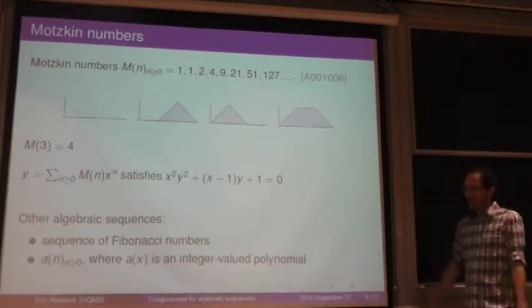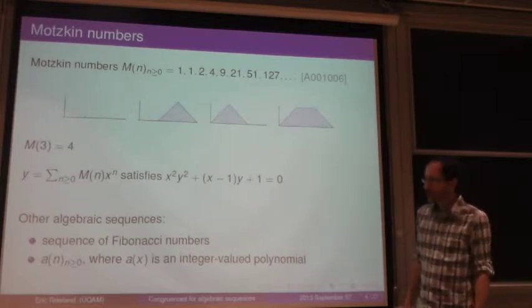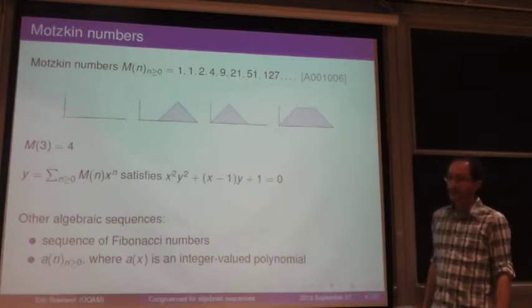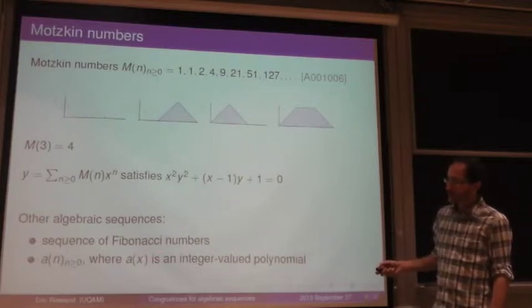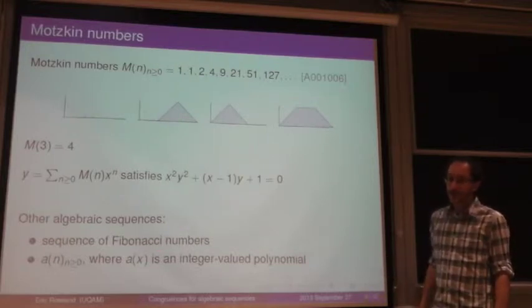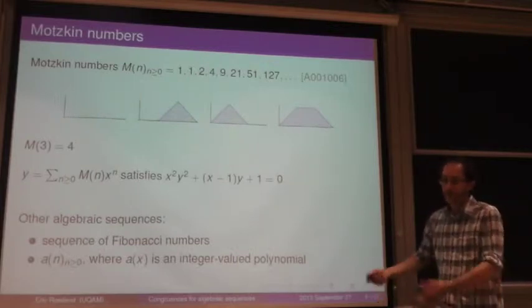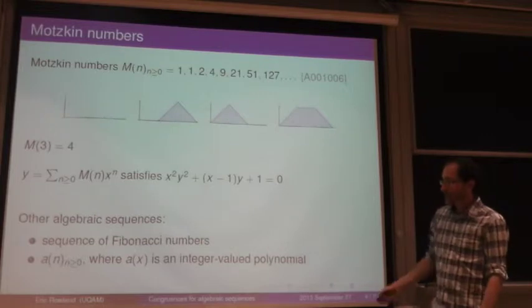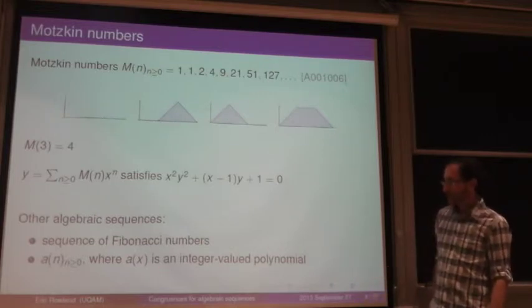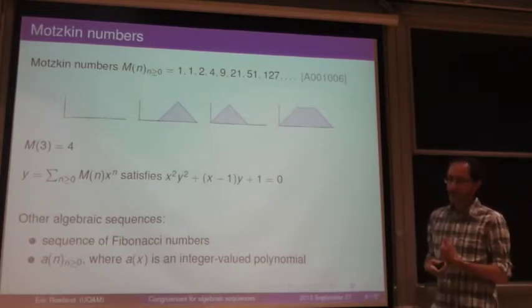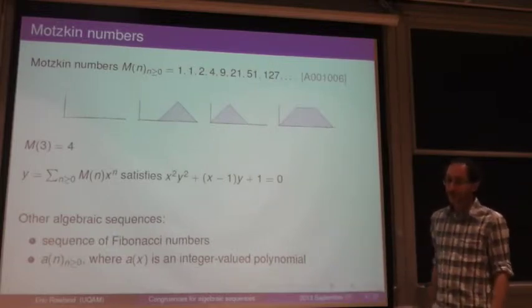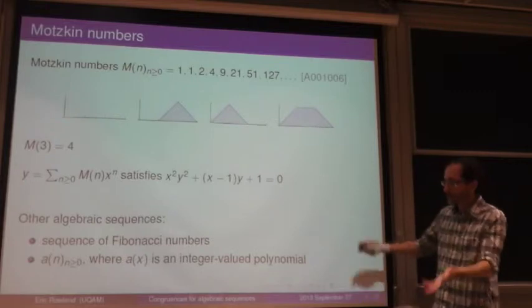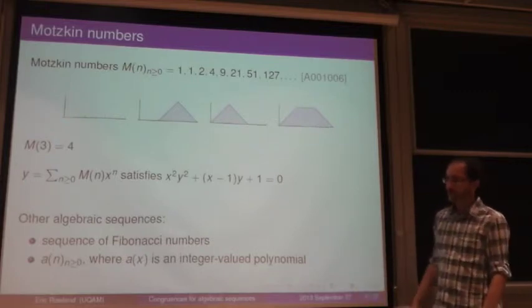So there are lots of sequences in combinatorics that are algebraic. I just want to mention a few others. The Fibonacci sequence is algebraic. In particular, the Fibonacci numbers satisfy a recurrence with constant coefficients, and so you get a rational generating function, in fact. So of course it's rational, so therefore it's also algebraic. And if you have any integer valued polynomial, a of x, then evaluating a of x at the non-negative integers gives you a sequence that also has a rational generating function. So algebraic sequences include these more familiar sequences.